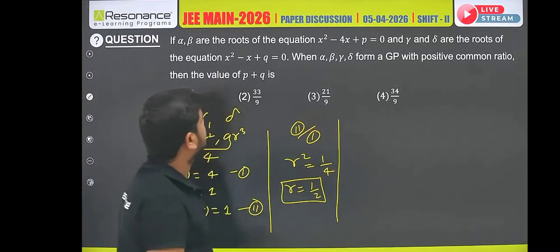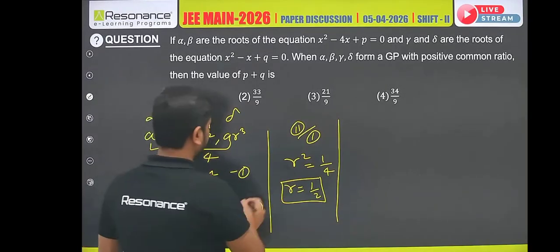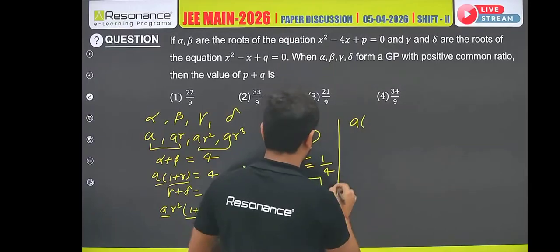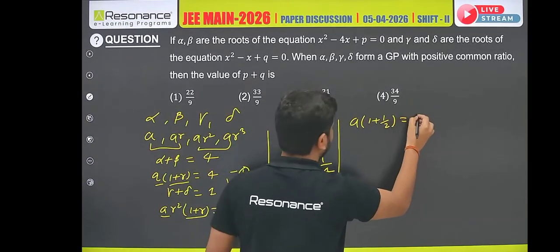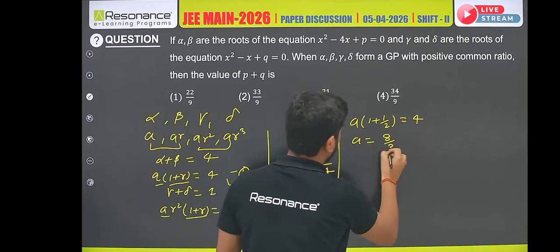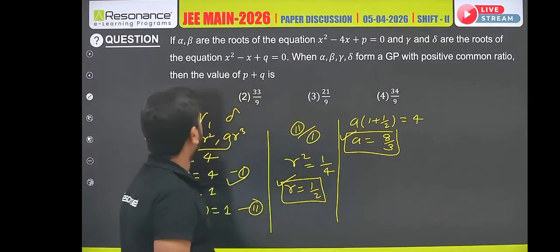Now we get R from here. Now by using the first equation, we will get A, because A into 1 plus R, 1 plus R is 3 by 2, is equal to how much? 4. So from here we will get A is equal to 8 by 3. So A also we get and R also we will get.